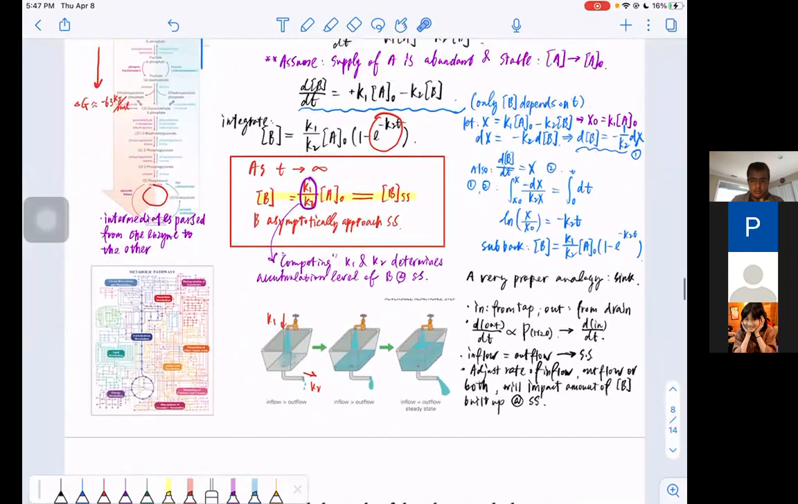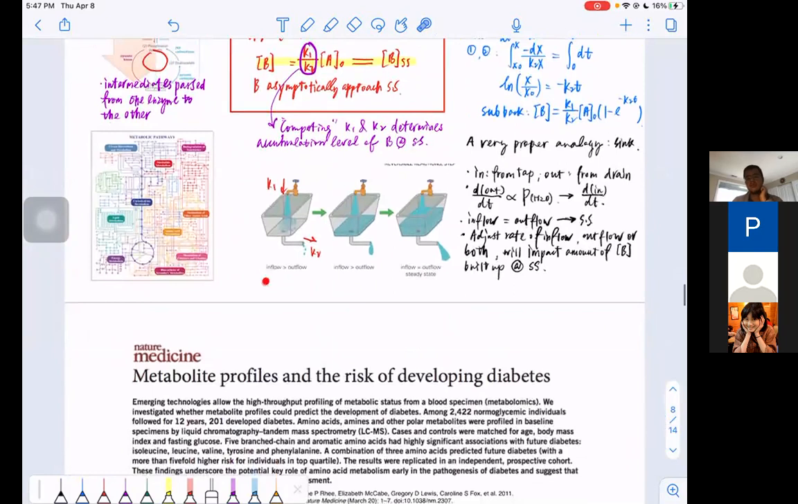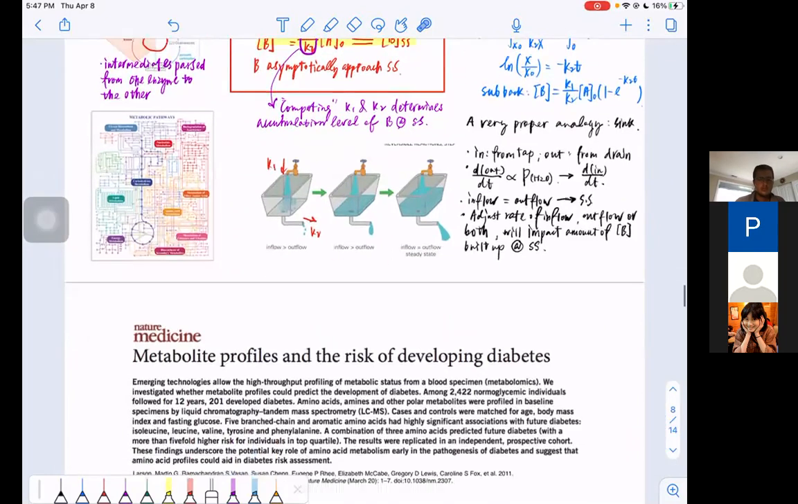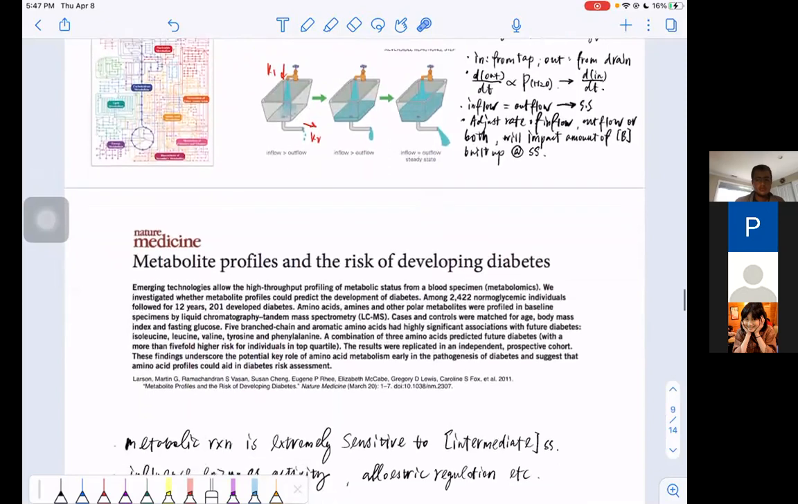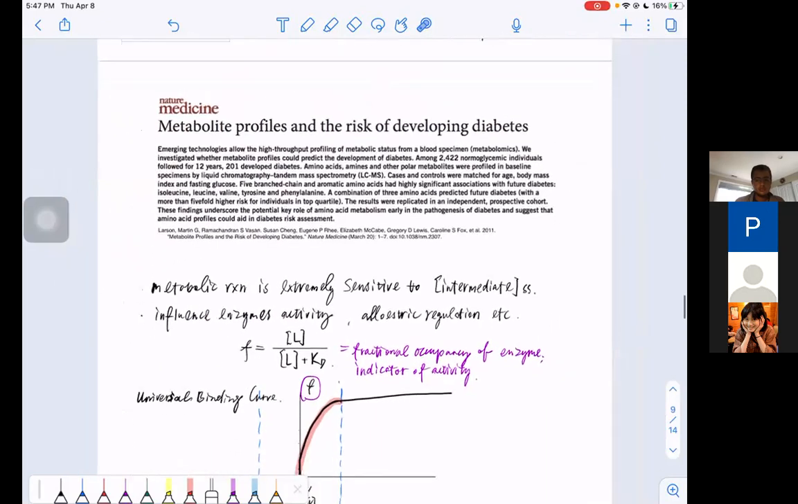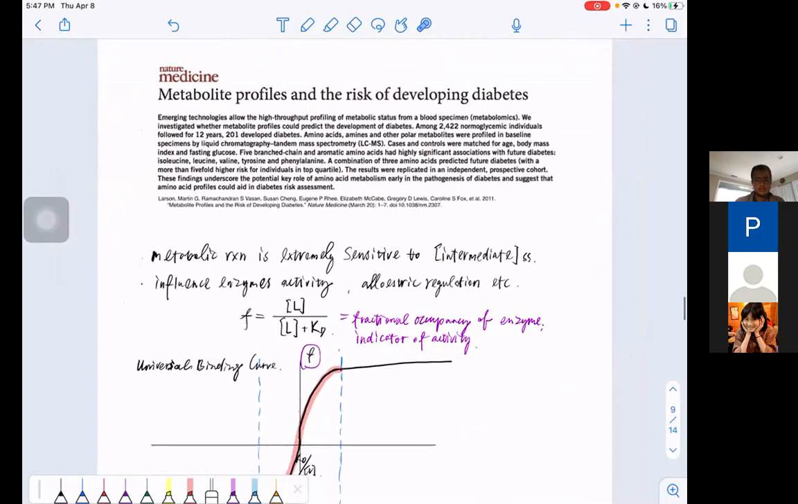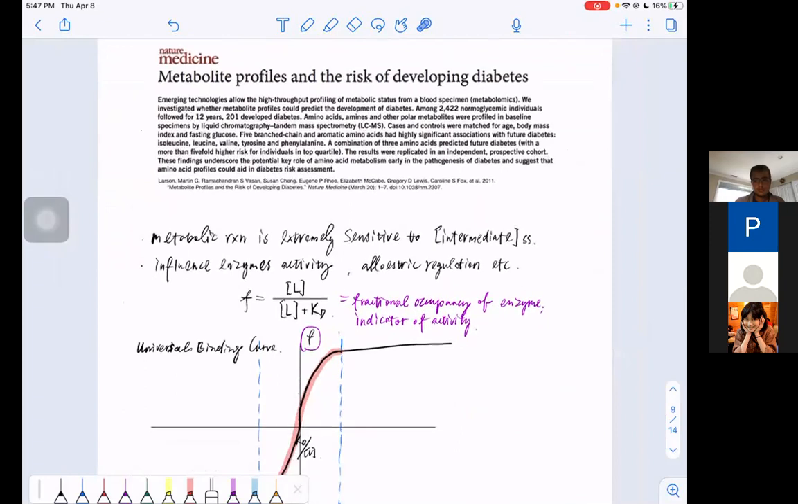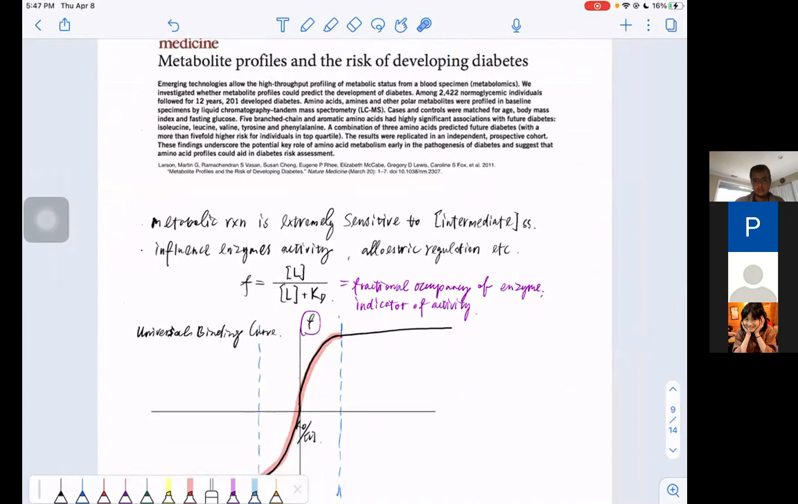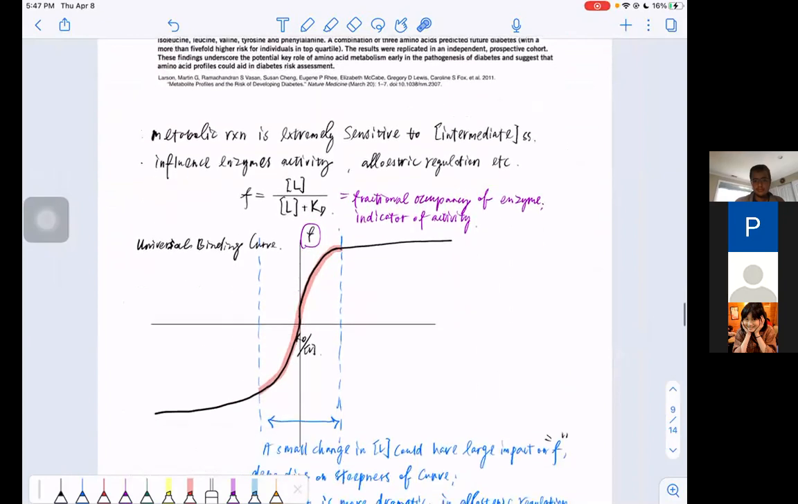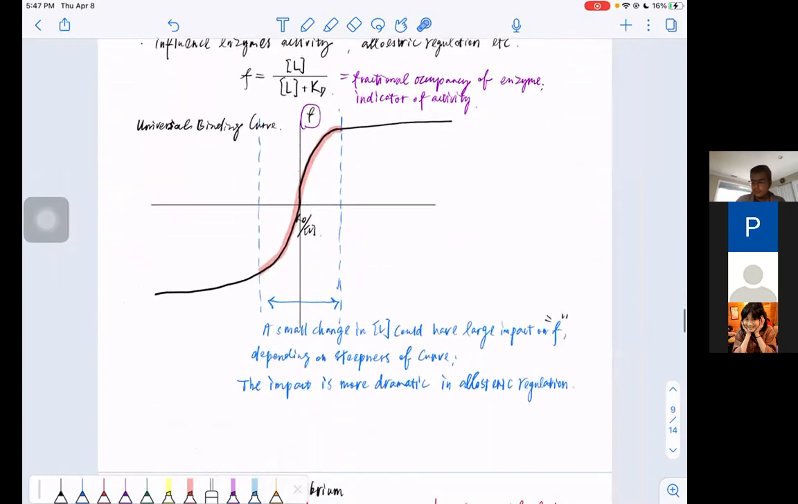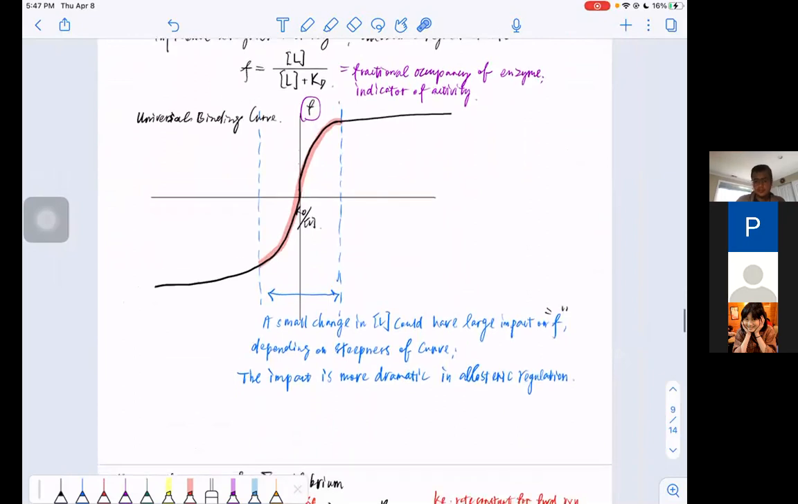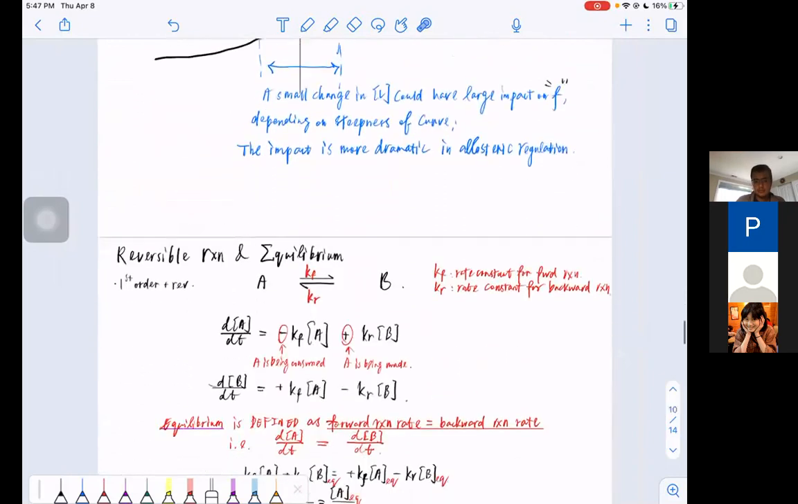I hope you can go through the derivation of this expression because I'm running out of time. And this is a very cool analogy to understand steady state kinetics. And why it is important: because metabolic reaction is extremely sensitive to intermediate concentration in a steady state. You can understand that by a fractional bond and how that would influence enzyme activity, allosteric regulation, and so on.